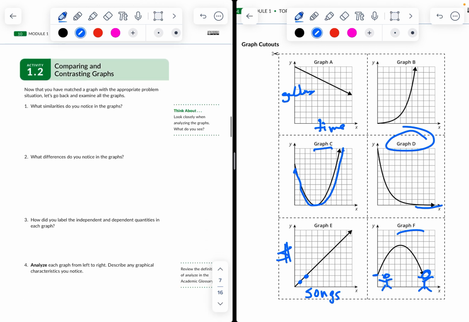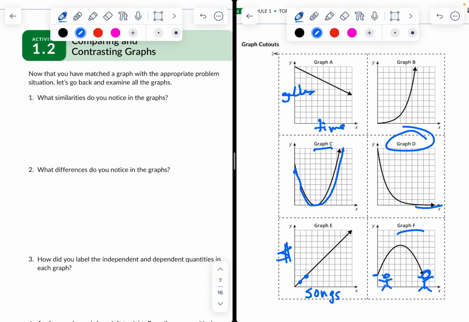Okay, so guys, when we're comparing this stuff, I want you to look at the graphs, and I want you to notice some similarities and differences. First of all, over here on the right-hand side, you've got some that are going down. You see that graph A is going down. Which graph most looks like it? Graph E. Those are both linear. One's going down, one's going up, but they are straight lines.